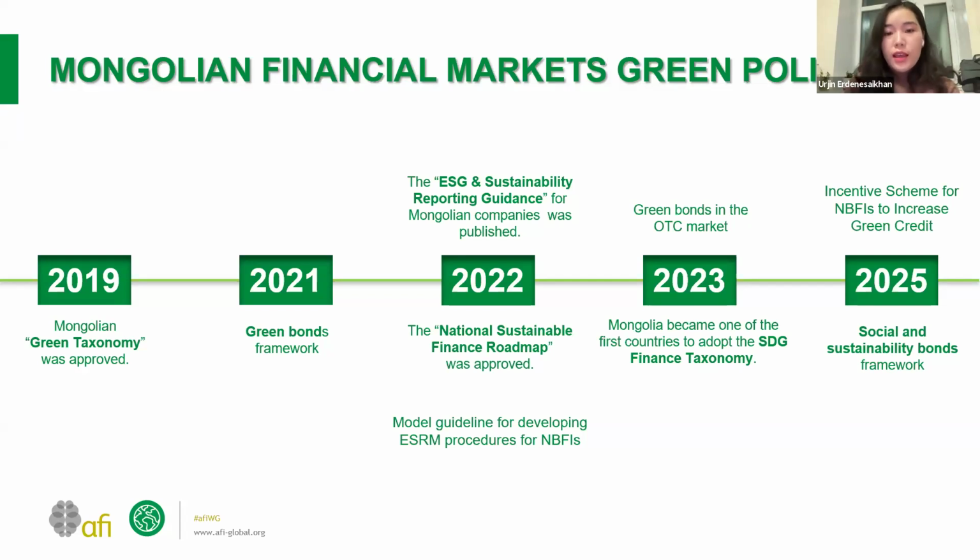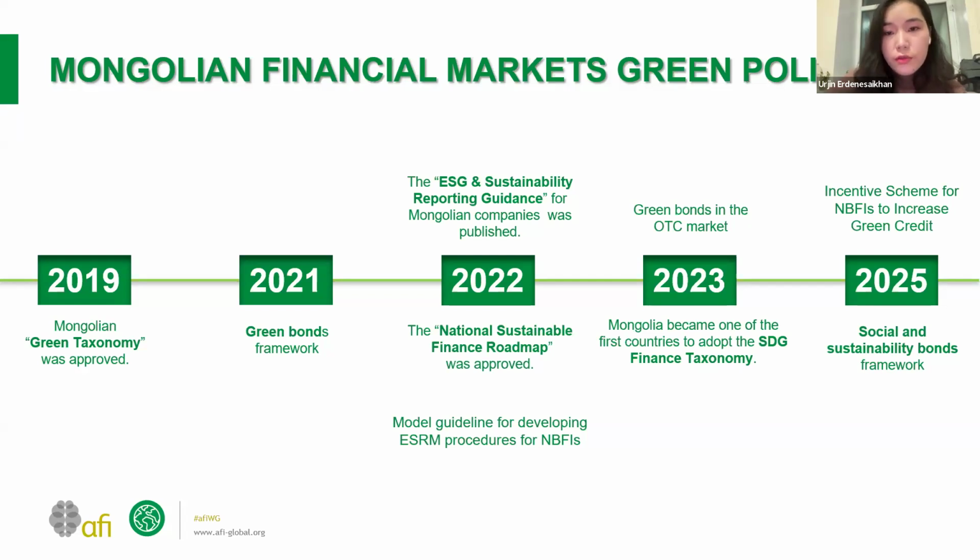And the FRC approved a model guideline for developing environmental and social risk management procedures for NBFIs to regulate, process, and systematically identify, assess, and manage the potential environmental and social impacts and risks when issuing loans. This model guideline, aligned with the NBFI's sustainability policy, provides detailed instructions on how they should address environmental and social issues within their lending operations.